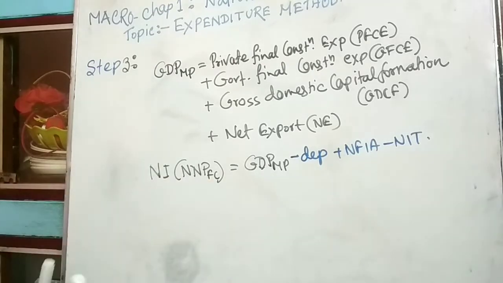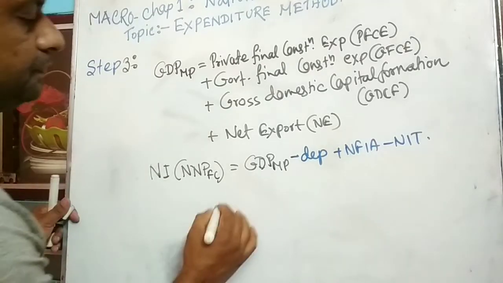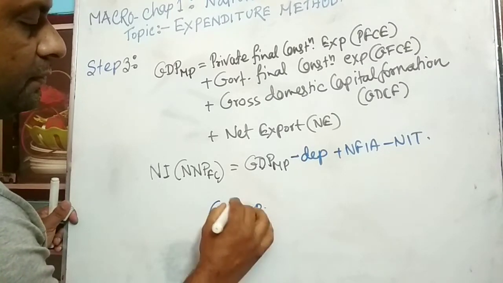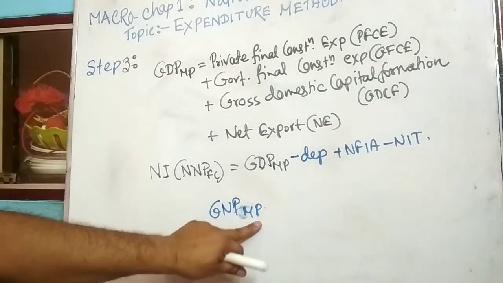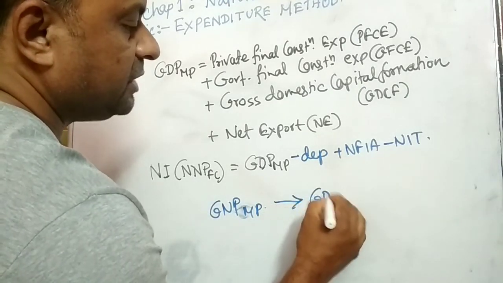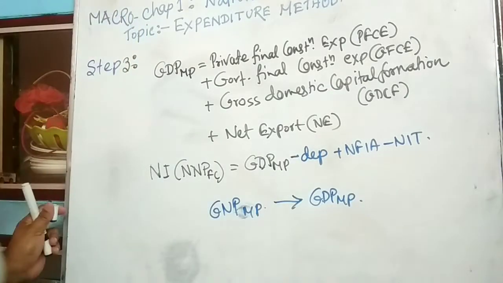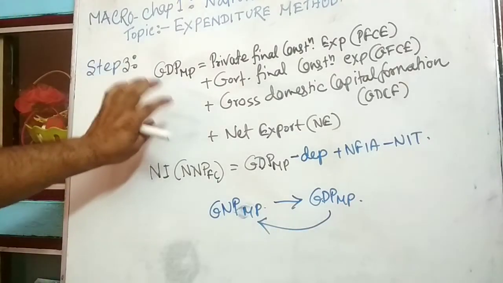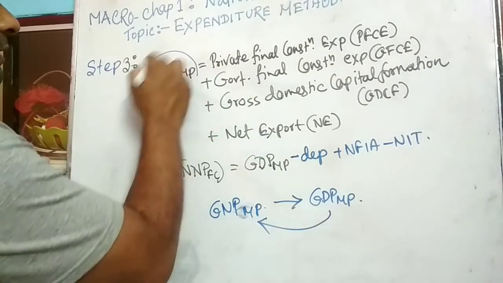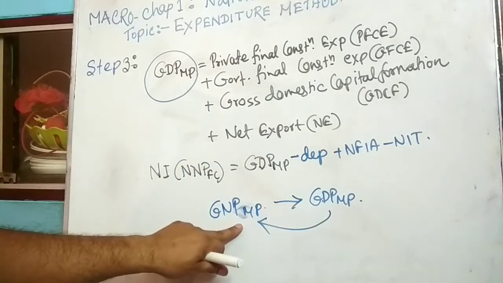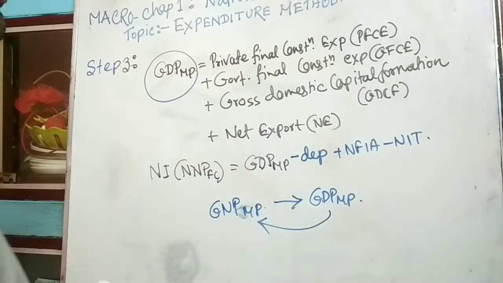Now suppose it is asked to calculate GNP market price by expenditure method, not national income. What you have to do? In the expenditure method we always have to find GDP market price first, then convert it, and finish. Whatever is asked in the expenditure method, our first job is to find this one. Then if it is national income, we get national income; if it is GNP market price, then GNP market price, just converting one by one. That way we get national income by the expenditure method.